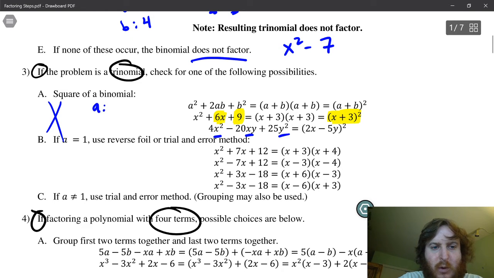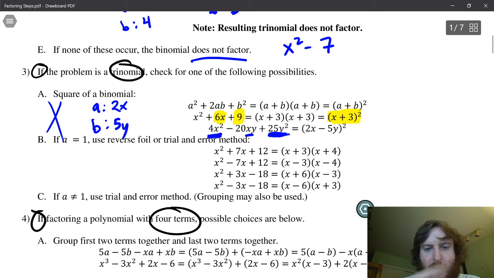Well, what's the first one's square root? It would be 2x. And the last one's square root would be 5y. Right? So the square root of 4x squared is 2x. The square root of 25y squared is 5y. And the way you can check if this is actually a square of a binomial is multiply them together. So 2x times 5y is 10xy, and then multiply that by 2. Okay, and so we did get 20xy. Now it's negative, so it's going to be negative. So that's why it's 2x minus 5y and then squared.